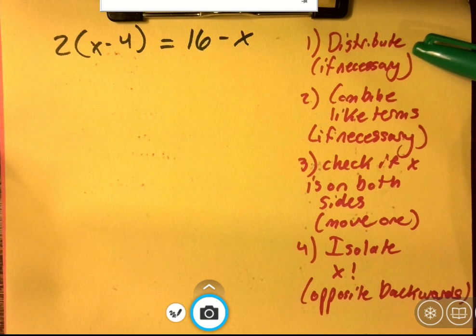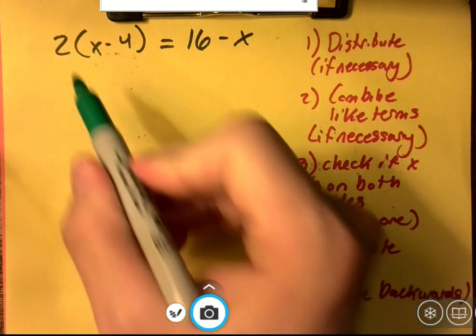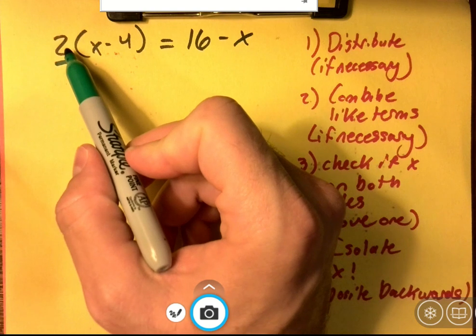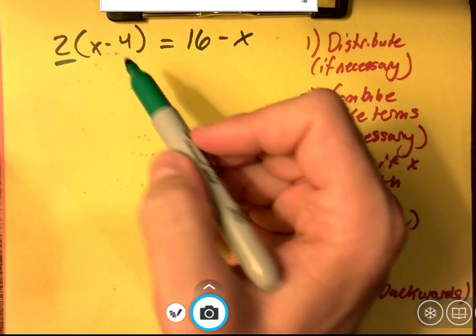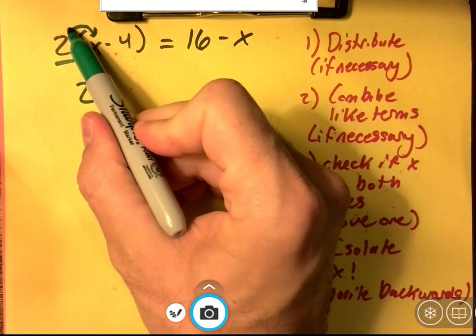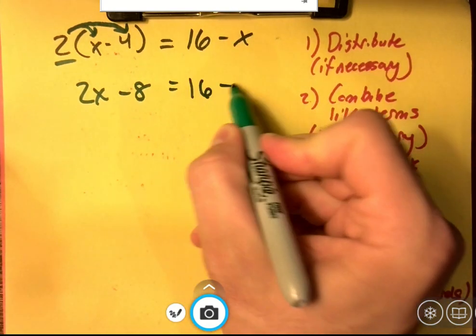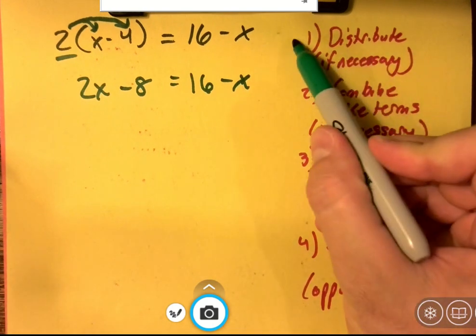The first thing you want to do when you're solving an equation is, if necessary, distribute. So if we look at this problem, we can distribute this 2. I can distribute that 2 into the x and the minus 4. We know to distribute when we have something on the outside of the parentheses that is being multiplied by something inside of parentheses. And when we distribute, we multiply. So 2 times x is 2x. 2 times negative 4, because of the minus 4, is negative 8. Okay, and then everything else just drops. Alright, so that's the first step.